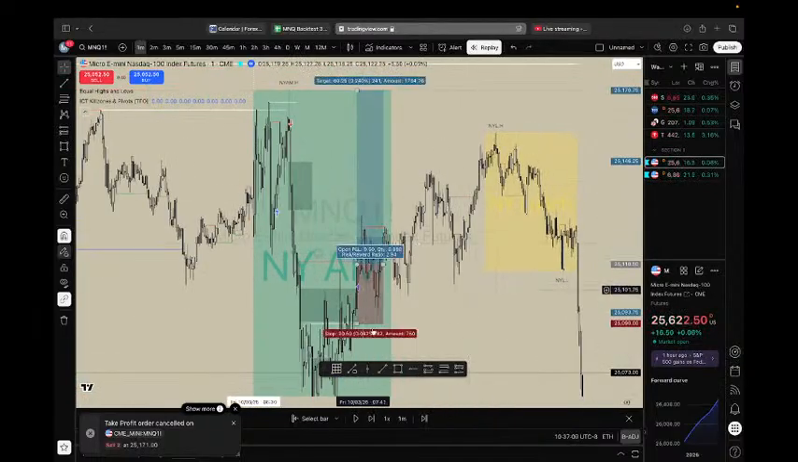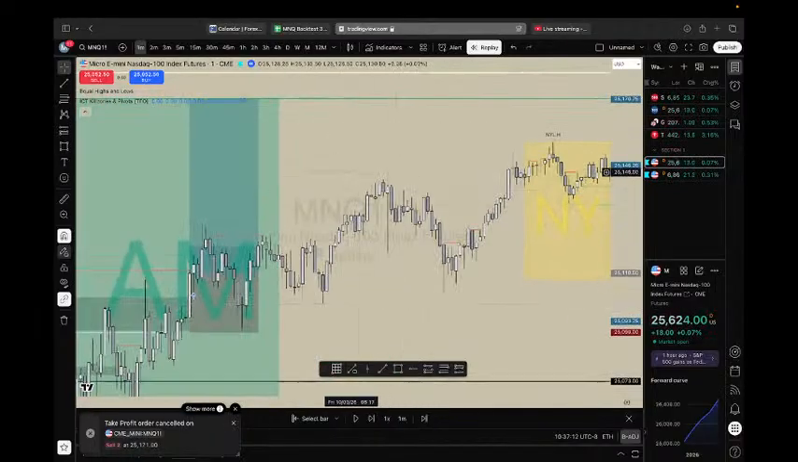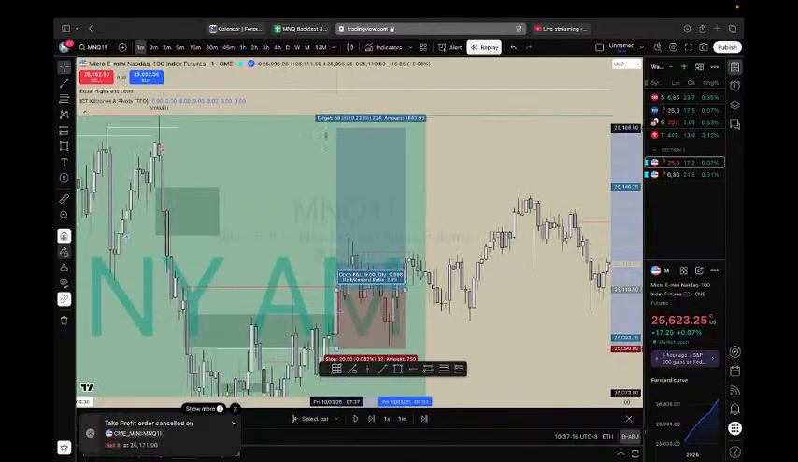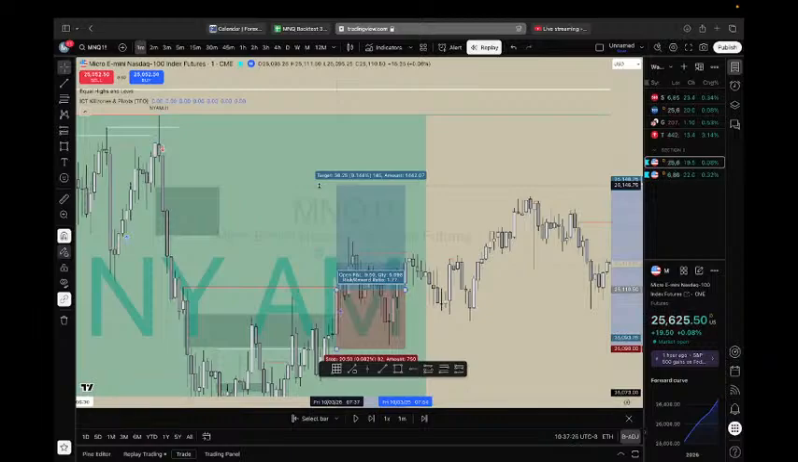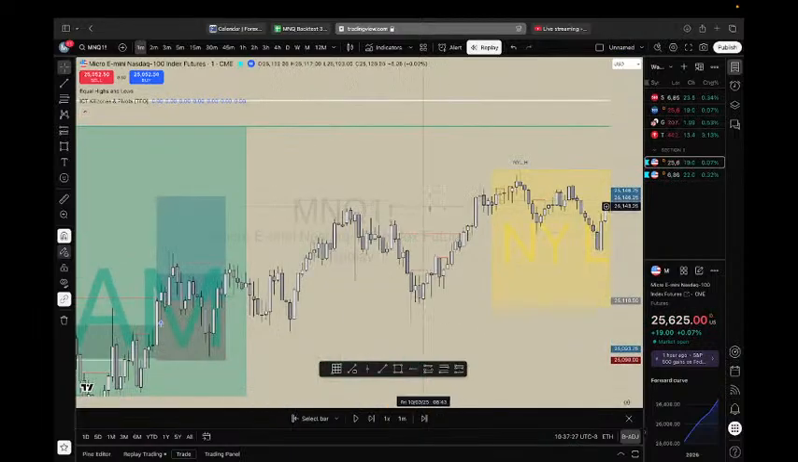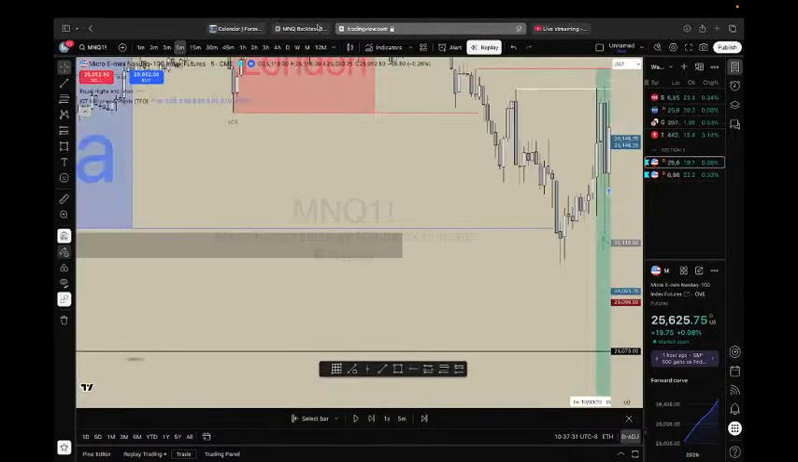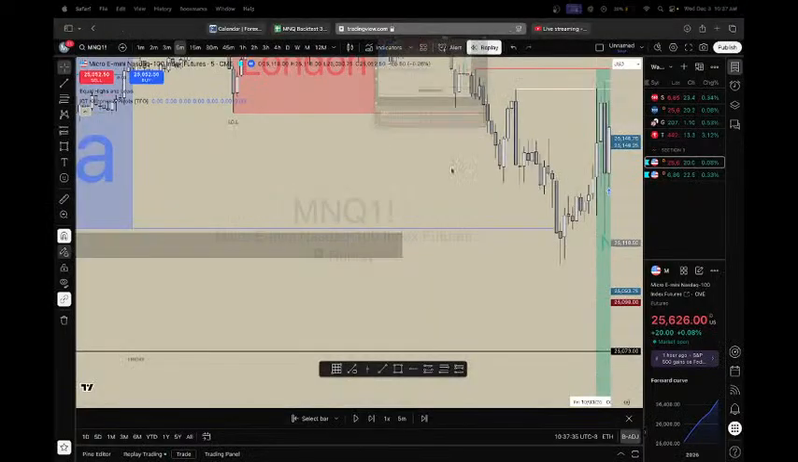Obviously, the smarter thing to do in this case would be to target the next fair value gaps, the next key levels that are going to get hit. So this and this would have been the good high points to take profits at, and you would have hit them. So pretty good backtest for the first one that we recorded.